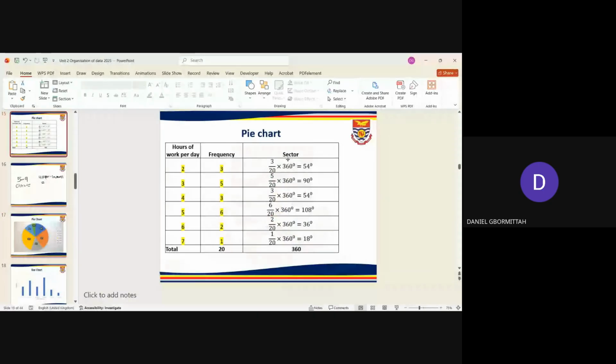So from getting these percentages for the various sectors: 54% of the workers work 2 hours per day, 90% of the workers work 3 hours per day. Oh, these are degrees, right? Yes, these are degrees. Sorry, these are degrees. If they are degrees, we can convert them to percentages as well, but these are degrees. So we want to say that 54 degrees is the proportion of the pie.